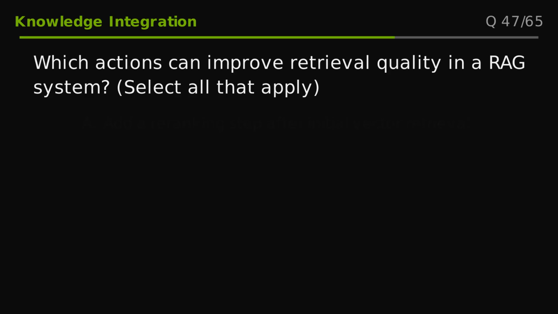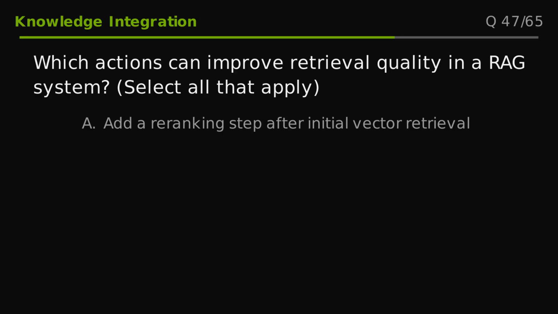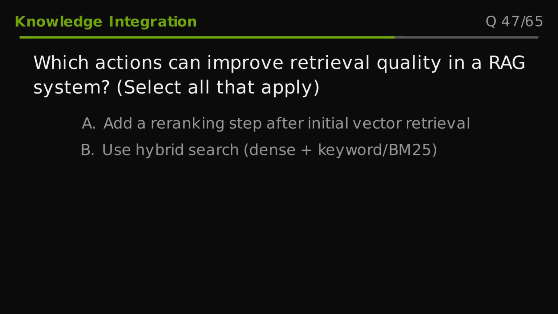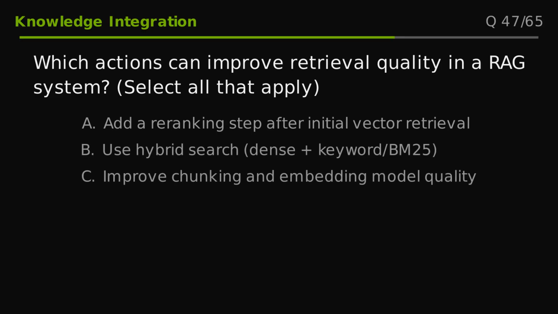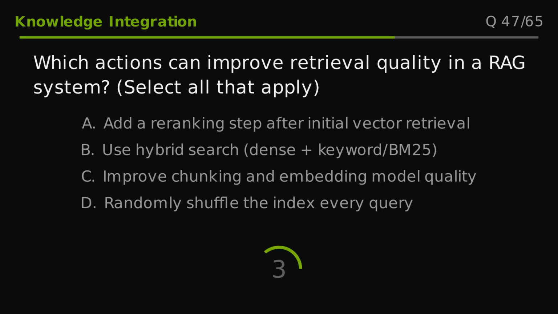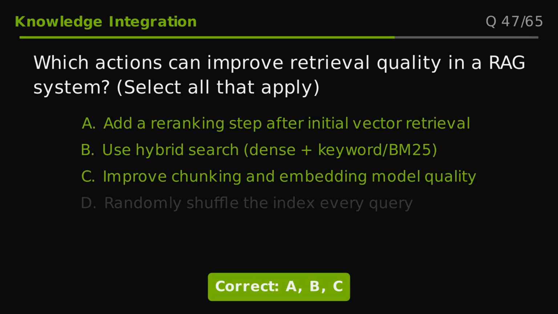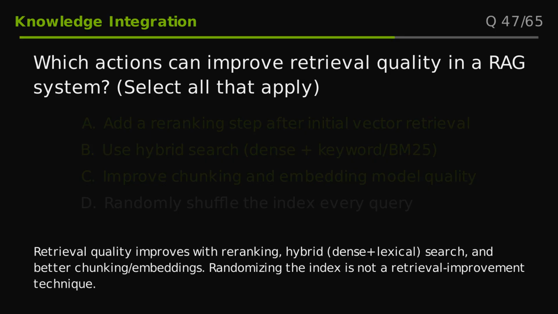Select all that apply. Option A: Add a re-ranking step after initial vector retrieval. Option B: Use hybrid search, dense plus keyword, such as BM25. Option C: Improve chunking and embedding model quality. Option D: Randomly shuffle the index every query. The correct answers are A, B, and C. Retrieval quality improves with re-ranking, hybrid dense plus lexical search, and better chunking and embeddings. Randomizing the index is not a retrieval improvement technique.